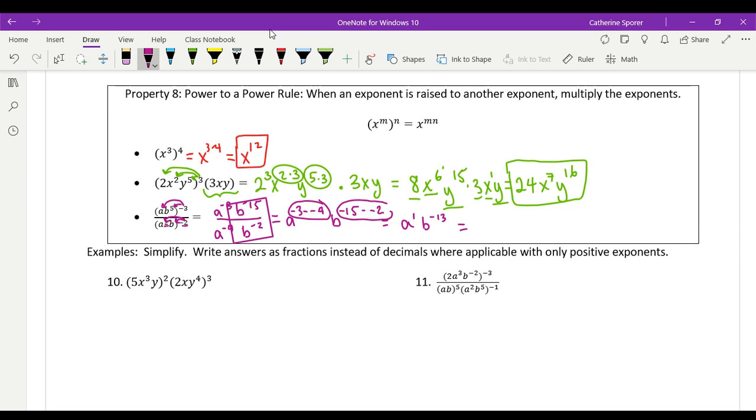And then we would flip the b to the negative 13 down and make it positive using the negative exponent property. So that would give us a to the 1, or just a on top, and b to the positive 13 on the bottom.